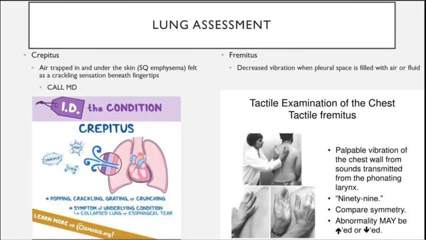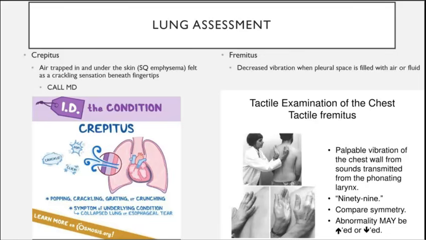So there are things we need to be aware of when we're assessing our patient. If you ever feel your patient and you start to hear that snap, crackle, and pop, the Rice Krispie sound, that is sub-Q emphysema, subcutaneous emphysema. You can touch them and it feels like Rice Krispies on them. That means that air is being trapped under the skin. It's typically from something like a collapsed lung or an esophageal tear, something complicated and dangerous. So you must call the medical doctor.